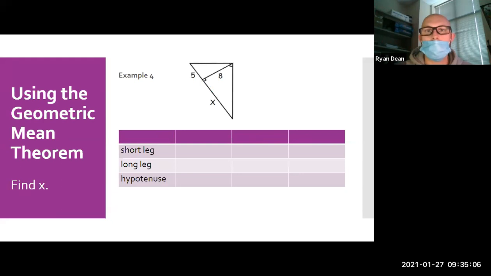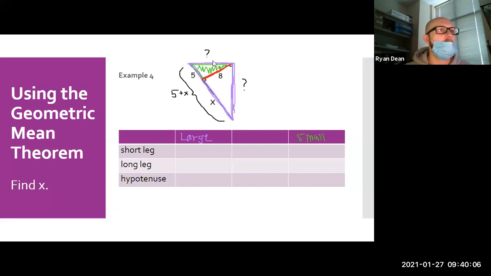All right, so we'll pause here, and I'll let you work on this one by yourself. The first thing that we need to do is fill in the table. What I want you to do is tell me what the short leg, long leg, and the hypotenuse are for the largest triangle.